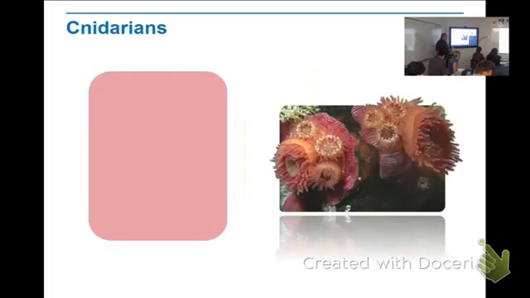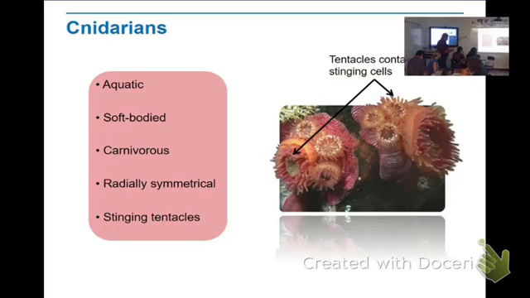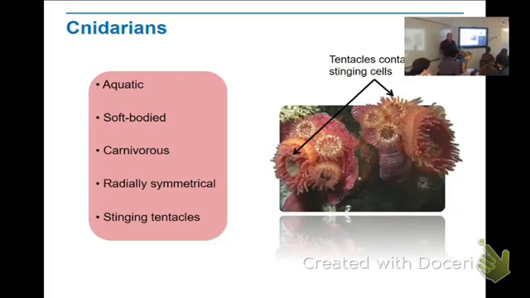Cnidarians, that's the word for sea anemones, and we have hydras, different things like that. They're soft-bodied and they're carnivorous. What does that mean? What is carnivorous? Come on now. They eat meat. So these guys try to eat other living creatures, like fish and things.